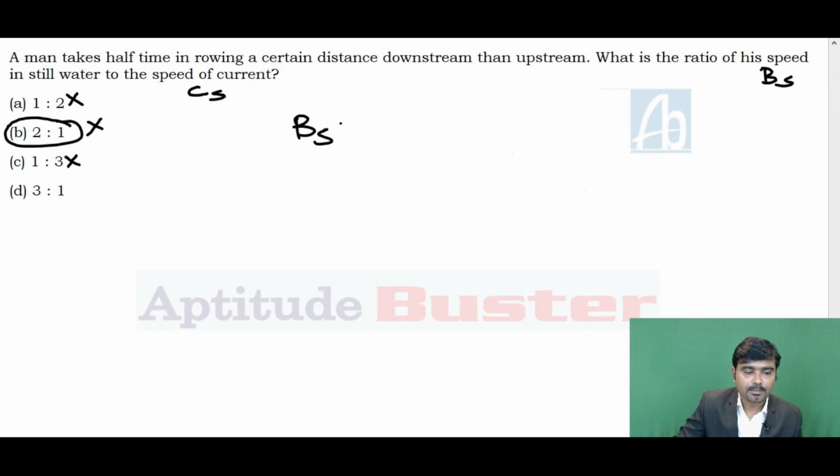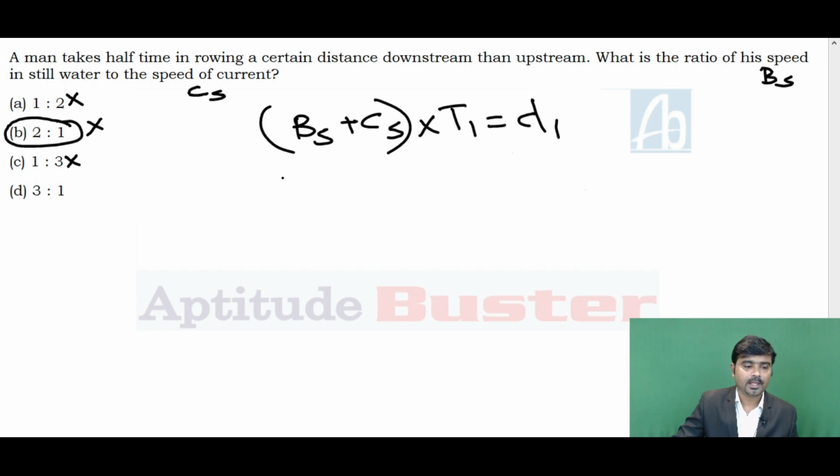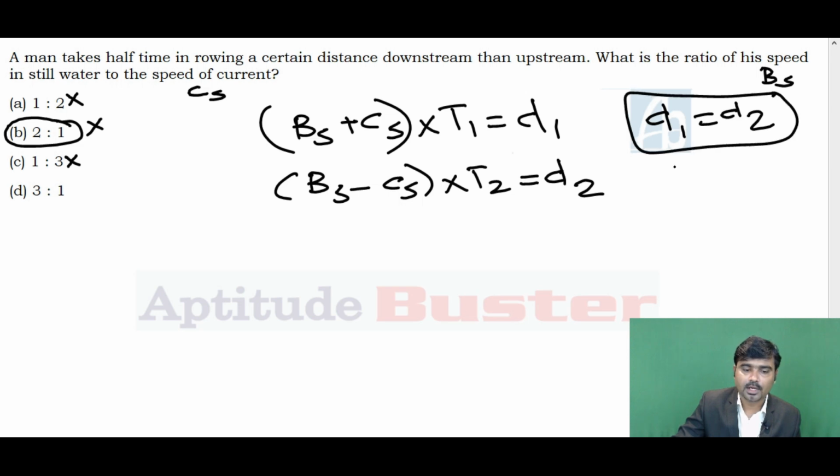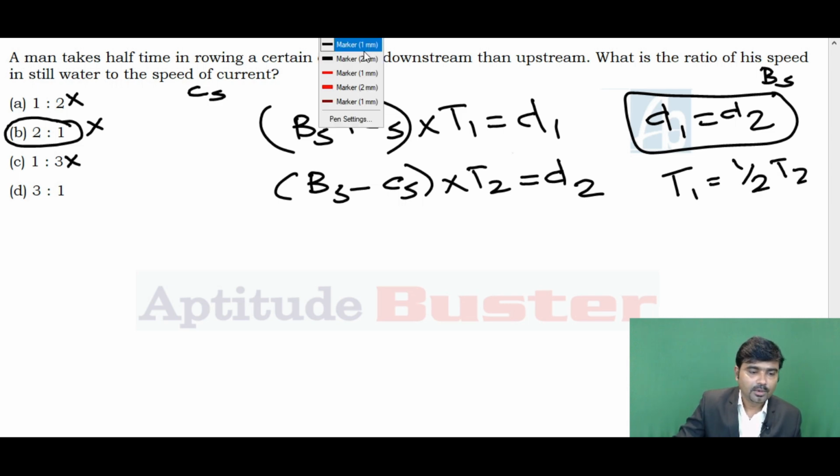Boat speed plus current speed into t1 is equal to distance d1. Next one, boat speed minus current speed into t2 equal to d2. In this case, d1 is equal to d2 and t1 is equal to half of t2. Okay, now I fill these two pieces of information.